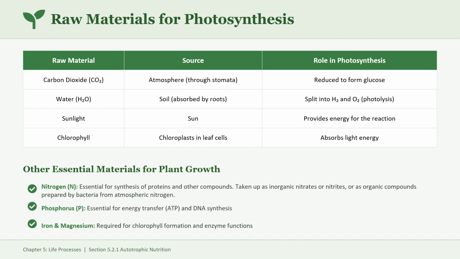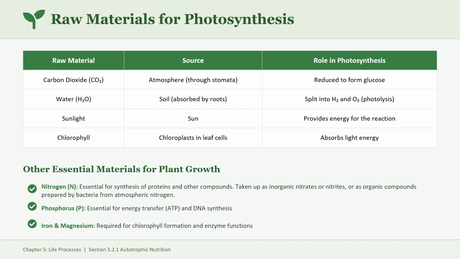Carbon dioxide enters the plant from the atmosphere through the stomata. Then it is reduced to form glucose. Water, from where do you get it? Water is absorbed by the roots from the soil. Again, by the process of photolysis, it is split into hydrogen and oxygen. Then sunlight. From where do you get the sunlight? From outside, from the sun. It provides energy for the reaction.